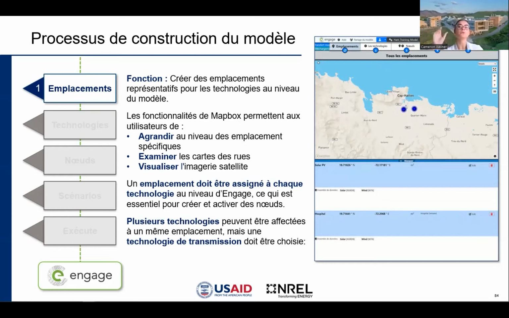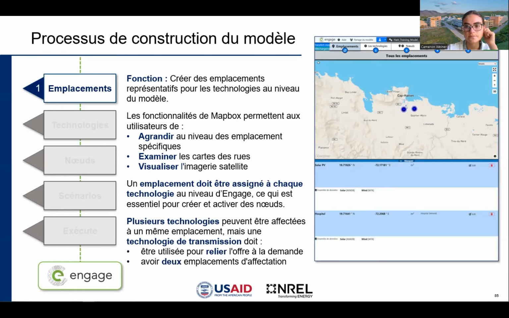It's also important to know that multiple technologies can be assigned to one location. But we want to create different locations for our solar system and the hospital system because we want to represent our electricity moving from our one location at the solar plant to that hospital demand. As we mentioned, we're going to connect these two locations with our transmission PV wire technology.